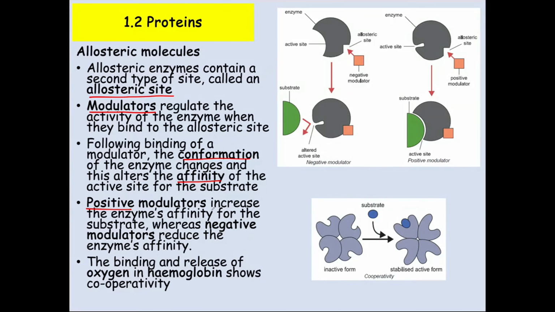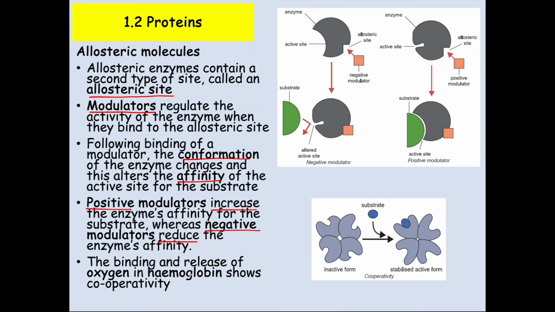Positive modulators are those that increase the enzyme's affinity, whereas negative modulators reduce it. So there are two types of modulators you'll need to know about for your exam. The positive ones increase the affinity, and the negative ones inhibit or reduce the affinity of the enzyme for the substrate.